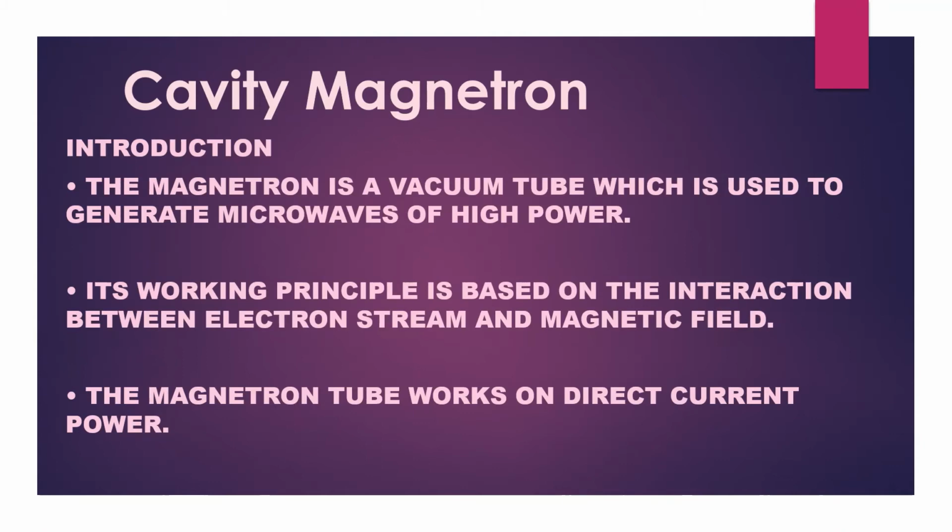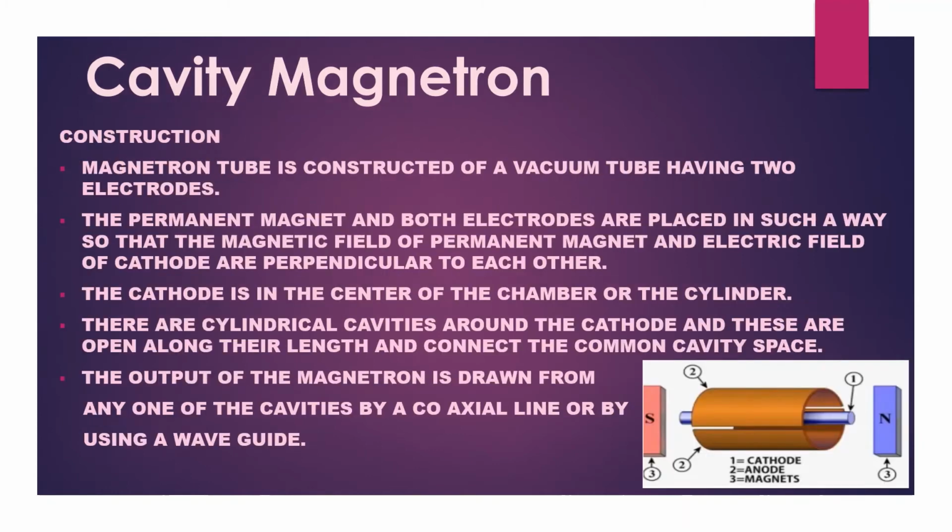So when we talk about a cavity magnetron, the basic thing we have to understand is that the magnetron is a vacuum tube which is used to generate microwaves of high power. Its working principle is based on the interaction between the electron stream and a magnetic field. The magnetron tube works on direct current power. Okay, if you remember, the only external potential which we gave to the reflex klystron was the external DC voltage. Here we are providing the DC voltage as well as there will be an interaction with the magnetic field. Okay. Now please see the diagram which I have specified in the slide.